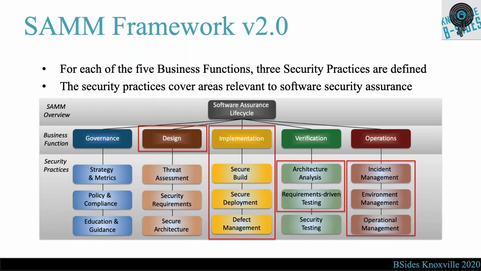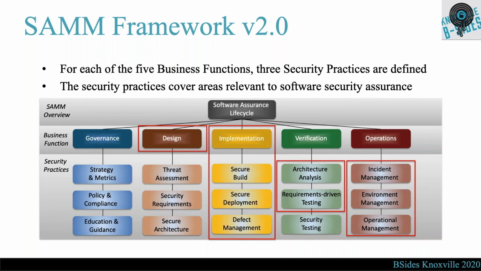At the highest level, SAMM defines five critical business functions versus four in version 1.5. Each business function is a category of activities related to the nuts and bolts of software development in your organization. For each business function, SAMM defines three security practices. Each security practice is an area of security-related activities that build assurance for that particular business function. And for each security practice, again, SAMM defines three maturity levels as objectives.